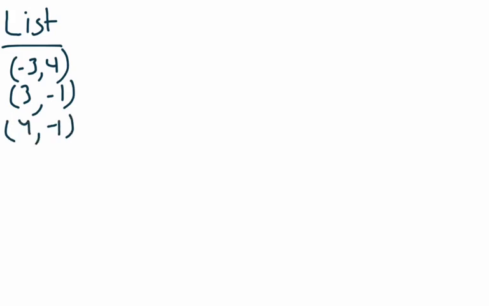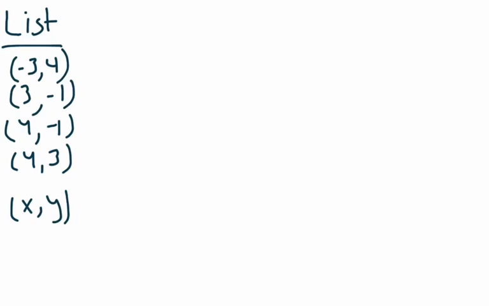So the first way that you can display a relation is simply by listing the ordered pairs. I've got a set of ordered pairs here that we're going to use for all of our examples. We have (-3, 4), (3, -1), (4, -1), and (4, 3). And just to remind you, the first number is the X, the second number is the Y. You have your input and your output.